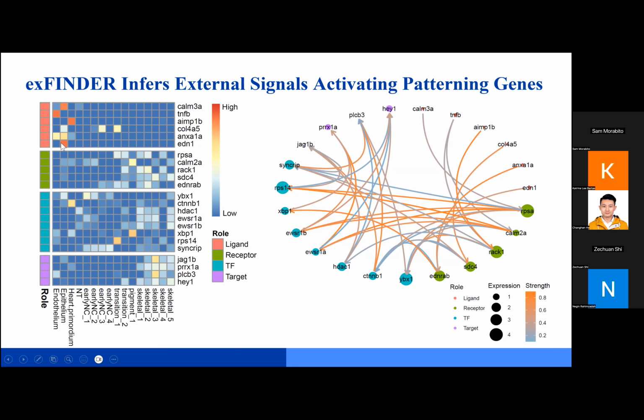We found that there are at least 4 ligands from non-neural crest cells, and 1 ligand coming from the neural crest cells and the transition cells. This also supports that we have multiple transition states, because these ligands are highly expressed in only one transition state, and in the other transition state they have very low expression levels.